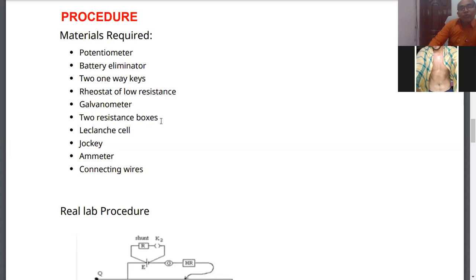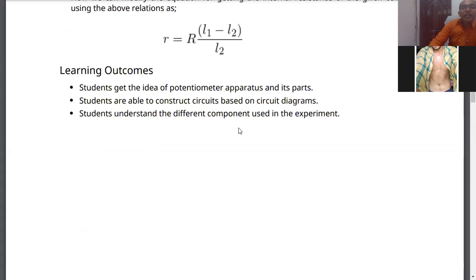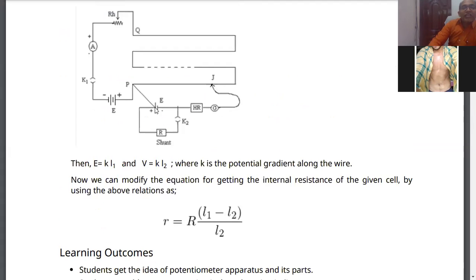Here, in order to perform this experiment, we need two resistance boxes and a Leclanché cell whose internal resistance is to be determined, because this eliminator will provide energy to the potentiometer for its working, and this Leclanché cell will be connected here in this circuit. This eliminator will supply energy to the potentiometer for its working, and this Leclanché cell will be used here for measuring its internal resistance.